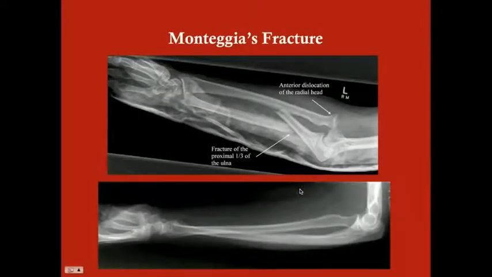Now we compare this to a Monteggia's fracture. So clearly here we've got a fracture of the ulna, and then that fracture has caused the radial head to dislocate from its articulation with the ulna and the humerus. So these are 2 things we see. With Monteggia's fracture, we see a fracture of the proximal ulna and a dislocation of the radius, the radial head. And then this is just a normal X-ray here, so you can see there's a clear difference.